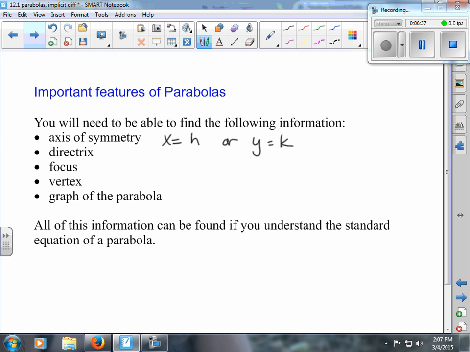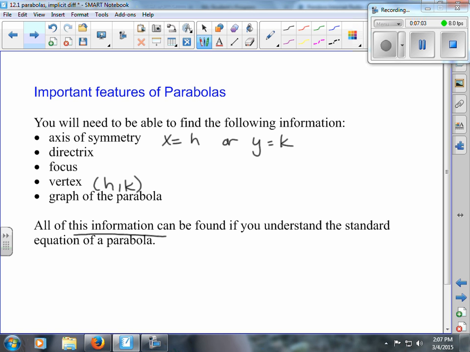I want you to know the directrix. So the directrix we're going to figure out based on the equation of the parabola, and putting it in standard form. Also the vertex. The vertex is going to be (h, k). And be able to graph it, and then also to find the focus. You can find all of this information if you understand the standard equation of a parabola.